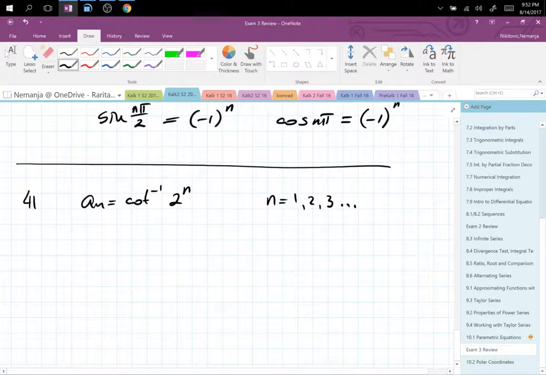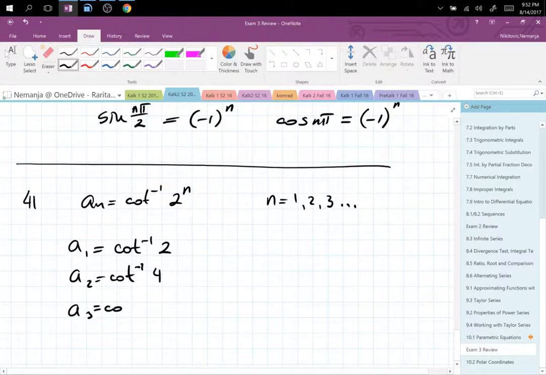So, well, first of all, they say use the calculator, right? Yes. Do we use a calculator on the test? No. Only no graphing calculator. So you're not allowed to use this. So we don't do this problem, right? a_1 is the cotangent inverse of 2. a_2 is the cotangent inverse of 4. a_3 is the cotangent inverse of 8.